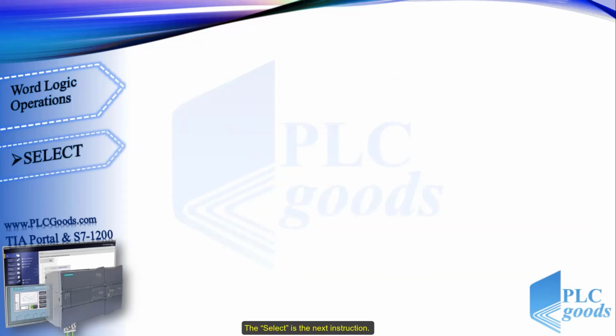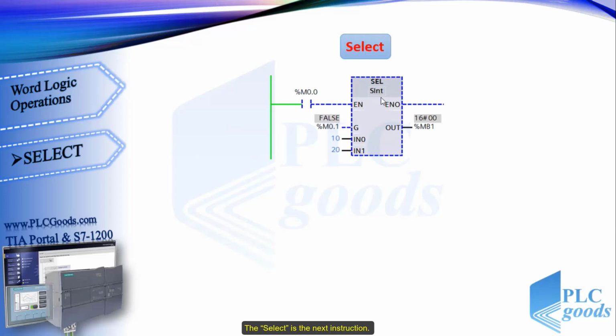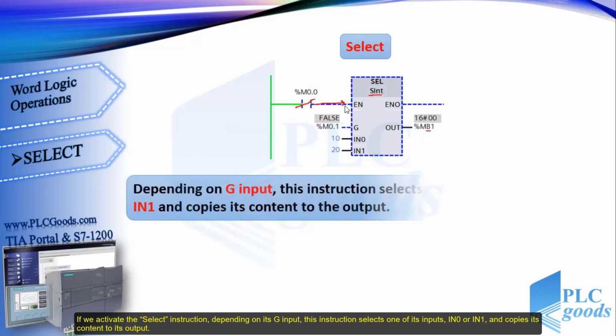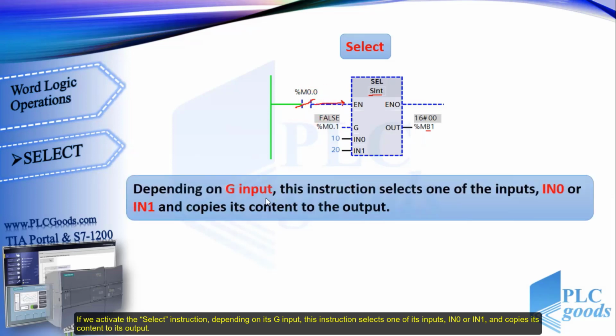The select is the next instruction. Here I choose the short integer format for its output. This format only needs a byte of memory. If we activate the select instruction, depending on its G input, this instruction selects one of its inputs, IN0 or IN1, and copies its content to its output.